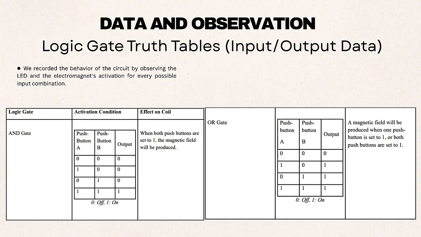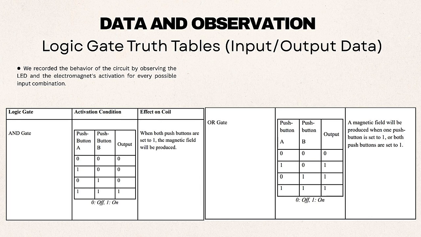Next, we proceed to data and observation. We record the behavior of the circuit by observing the LED and the electromagnetic activation for every possible input combination. I will explain about the AND gate. The activation condition for the AND gate is 000, 100, 010, 111. The effect on the coil is that when both push buttons are set to 1, the magnetic field will be produced.